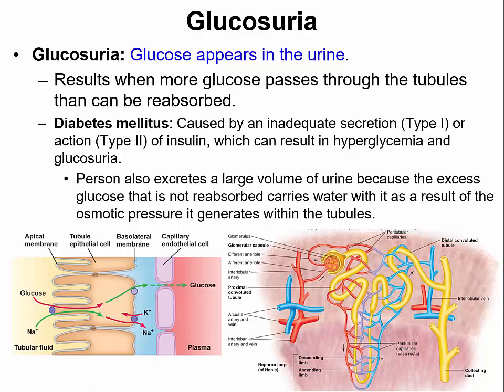So next up, we're going to be going over the transport mechanisms that happen in the loop of Henle, or loop of nephron.